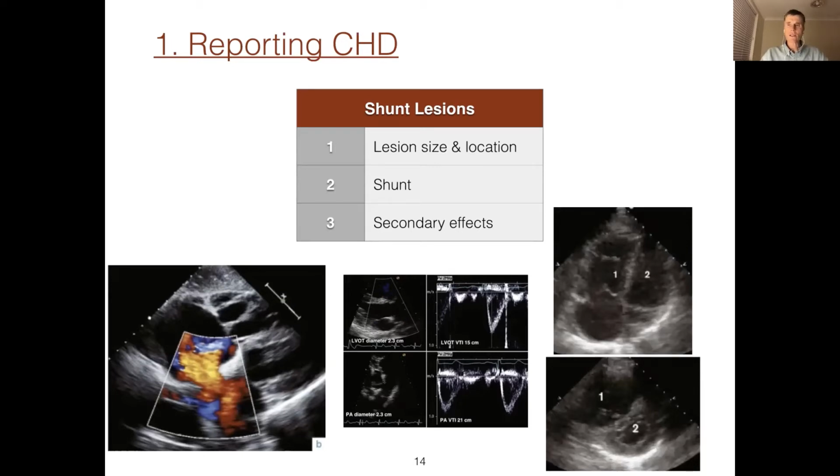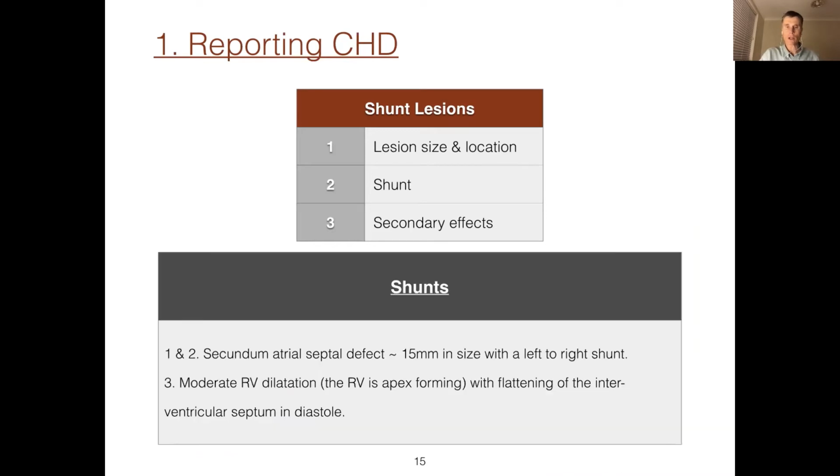So with ASDs, obviously, it's a significant shunt. There's going to be dilatation of the right heart. And you may well see some volume overload as well, as you can see on the bottom image on this slide. That can occur in diastole and systole. If it occurs in both, you've got volume and pressure overload. If it occurs only in diastole, you're looking more at volume overload.